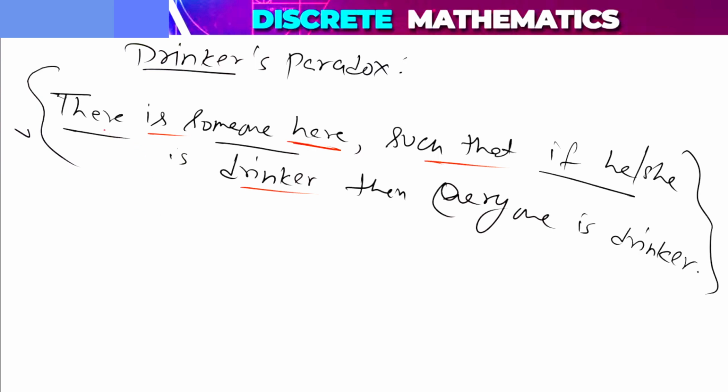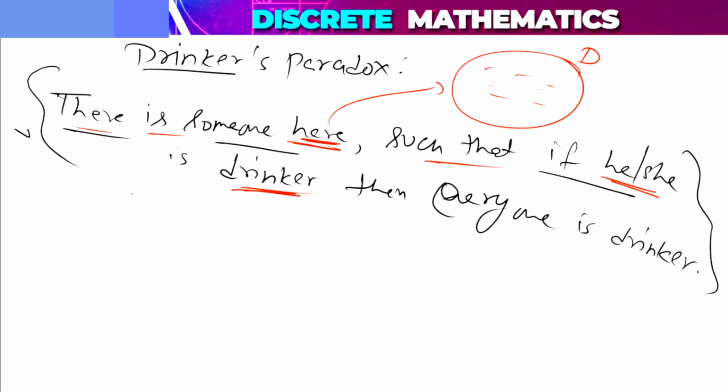Now anyway, let's focus on this statement. What is this saying? It is saying that there is someone here. Let's assume there is a domain, and in this domain you have some elements. By here I mean the domain. Now we are saying that there is someone in this domain such that if he or she is a drinker, then everyone in this domain is a drinker.